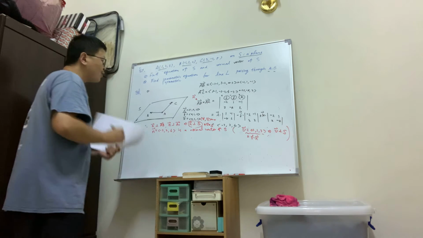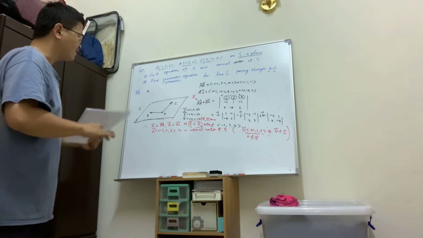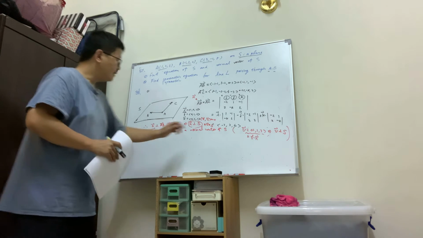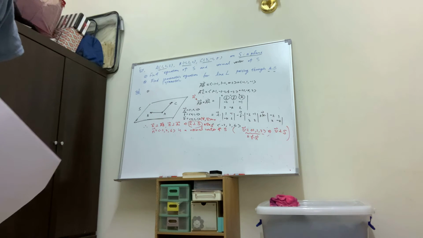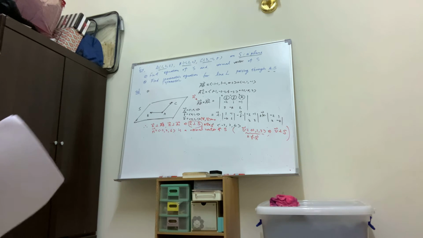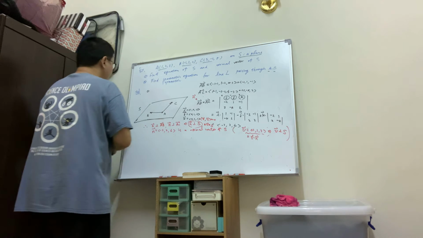It means that the normal vector is not unique, but it's a multiple of this one. It's a non-zero multiple of this one.